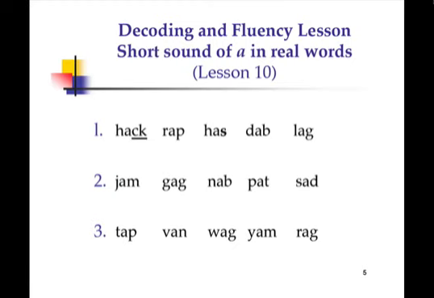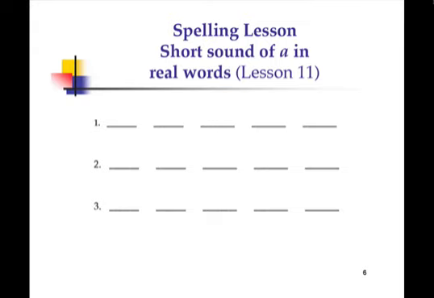Lesson 10 is again where we have short words with short A, but these are real words. Students read these words for decoding and fluency. Again in Lesson 11, the process is reversed. Students now spell these real words that contain short A.